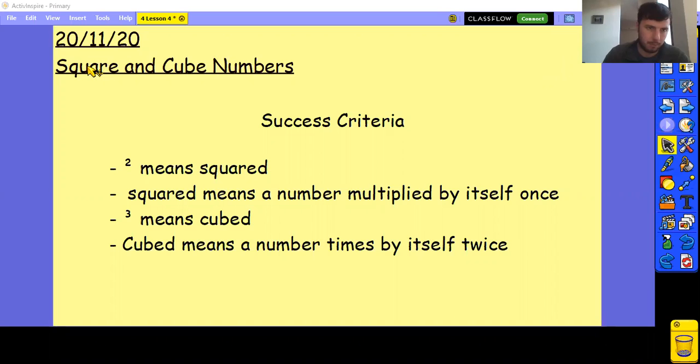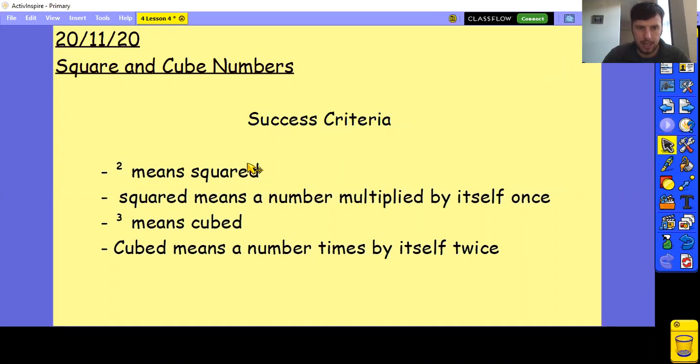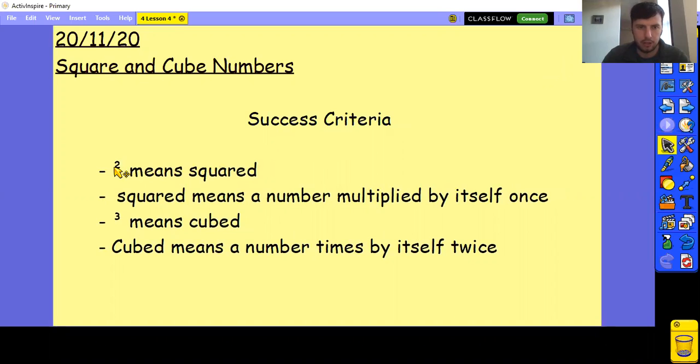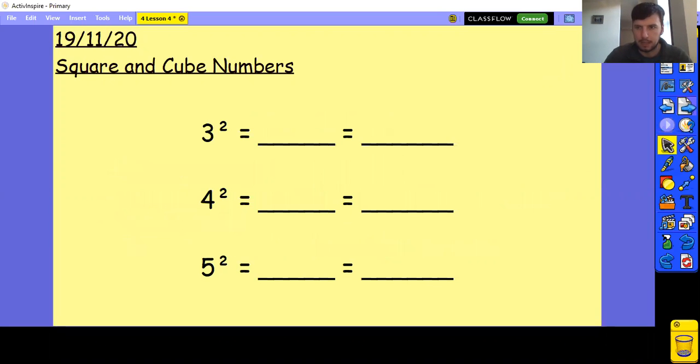So, I'm going to focus on square and cube numbers. I will very quickly go through what that is and how we solve them. So, a quick look at our success criteria. When you see a floating 2, that means squared. Squared means a number multiplied by itself once. And when you've got a floating 3, that means cubed. Cubed numbers means a number times by itself twice. So I'll go through that very quickly.